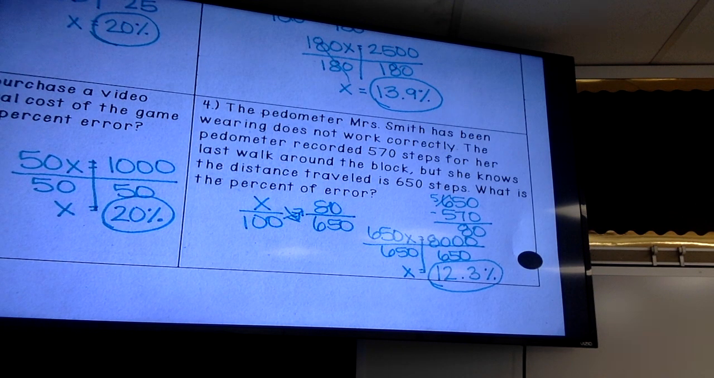So now there should be an assignment for you to complete. There's 2 percent of change questions and 2 percent of error questions.